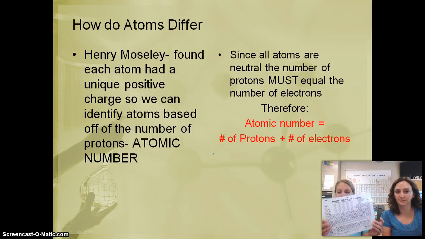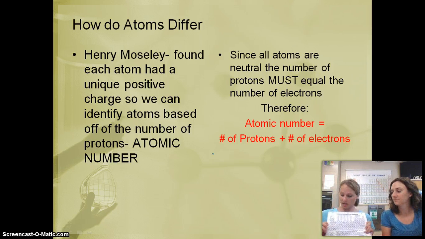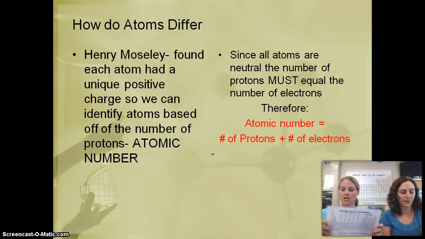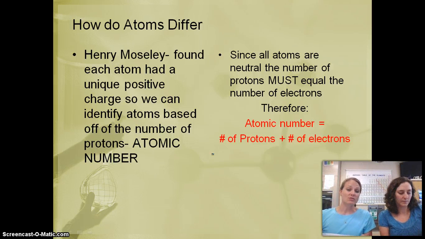On your periodic table, the one you should be getting, it looks just like ours. You might not be able to see it off of this video cam, but you're going to be looking at the blue top left corner of your periodic table. That is your atomic number. That is the number of protons. Since all atoms are neutral, you must also have an equal number of electrons. So your positive charges and your negative charges have to equal out to each other.